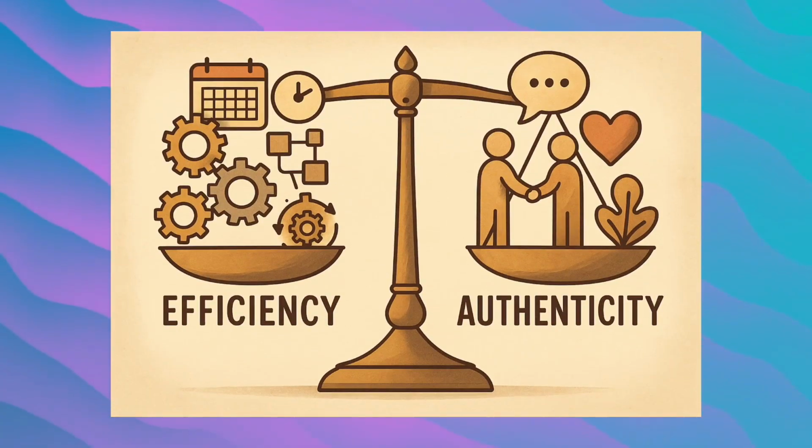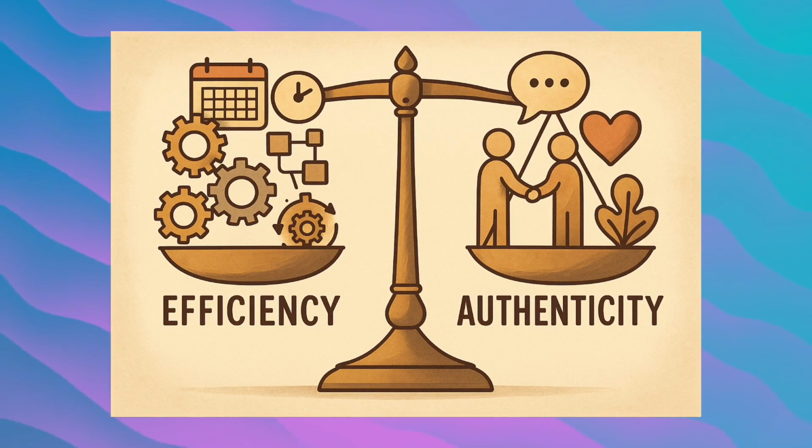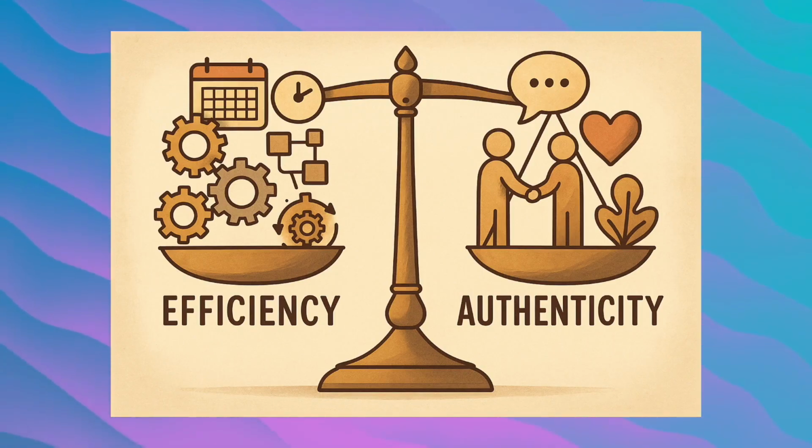Automation and workflow optimization. Let's talk about automation, but with an important caveat. Automation should enhance authentic relationship building, not replace it. The goal is to systematize the mechanical aspects of LinkedIn activity so that you can focus on high-value interactions. This might mean using tools to schedule content, track engagement, or manage follow-ups.